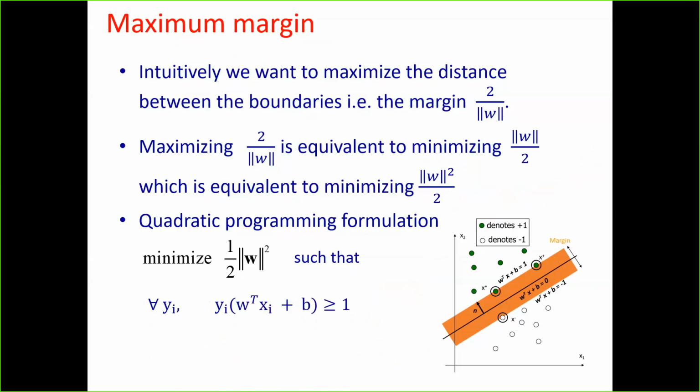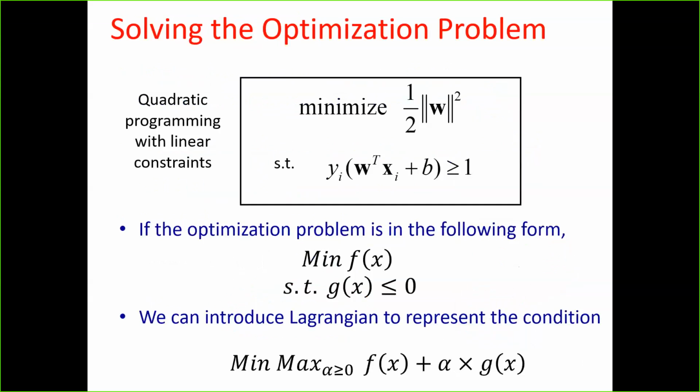Right. This is our objective function. We want to minimize this W square by 2 subject to the constraint that for all the instances, yi times W transpose xi plus b must be greater than or equal to 1. So this condition means for all the positive instances, W transpose xi plus b must be greater than or equal to 1. For all the negative instances, W transpose xi plus b must be less than or equal to minus 1. It means all the positive points should lie on or above the positive boundary and all the negative points should lie on or below the negative boundary. That's what it means. Okay, so this is the problem at hand.